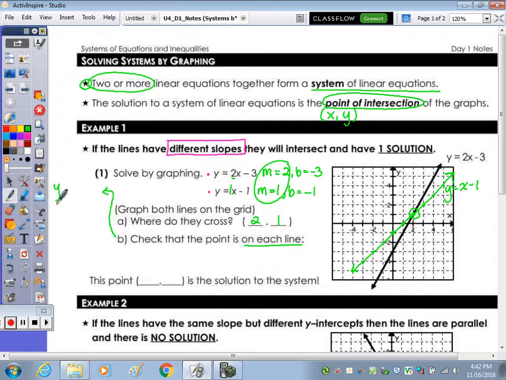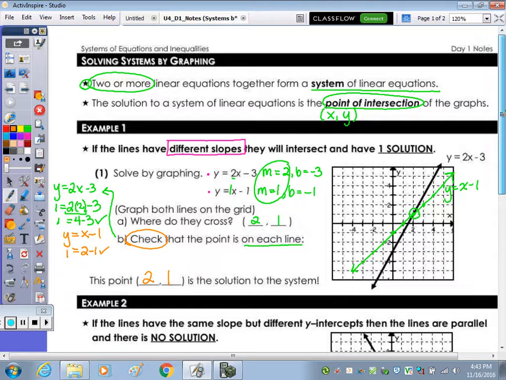I'm going to plug it into y equals 2x minus 3. So the y is 1. Does 1 equal 2 times 2 minus 3? Multiplication before subtraction, 4 minus 3 does equal 1. It checks. Now I'm going to plug it into the equation y equals x minus 1. Again, y is 1. Does 1 equal 2 minus 1? It does. So we just checked, or proved, that it is indeed on each line. So therefore, the point 2, 1 is the solution to the system.